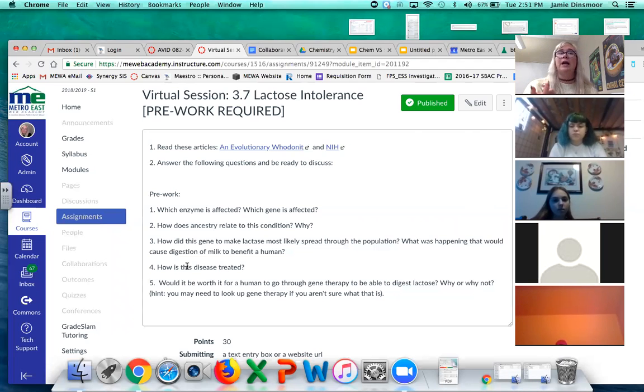So you can actually take a pill or a little dissolved packet that has lactase in it that you can take when you eat any kind of dairy, and it will help your stomach process it. And I included the NIH website, so that you could see it from a medical perspective versus an evolutionary perspective, because there's many ways to look at this.